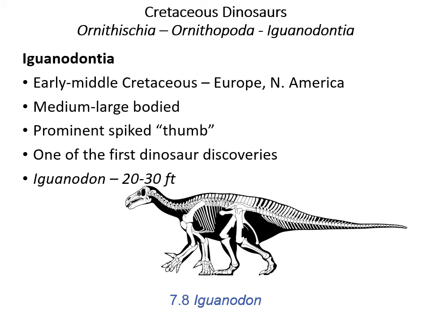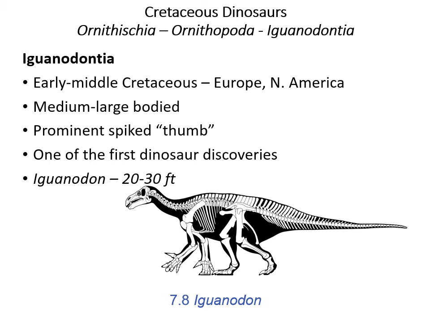Iguanodontians are from the early to middle Cretaceous in North America and Europe. One of the first types of dinosaurs. In fact, at the beginning of the semester, we did talk about Gideon Mantell and the naming of Iguanodon. These things had the big thumb spike, and a long time ago they thought it was on the nose. But we now know that it was on the thumb.